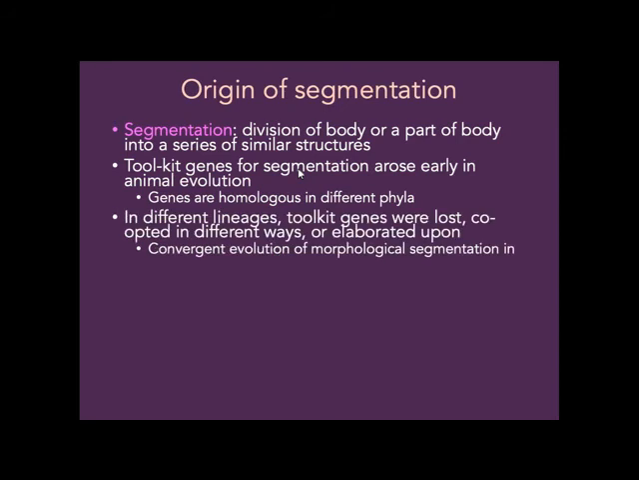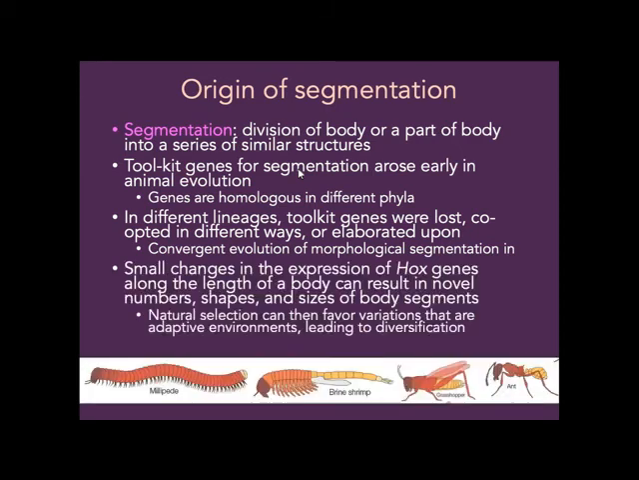In different lineages, those toolkit genes have been lost in some lineages, co-opted in other lineages, meaning they were originally used for one thing and now they're used for something else, or they were elaborated upon. So maybe you ended up with extra copies of those genes. So we ended up with convergent evolution of morphological segmentation. So yeah, the genes are the same, but then different things happen in different lineages. So you get both homologous and analogous things going on here that control segmentation.